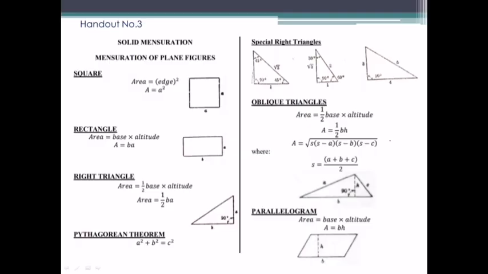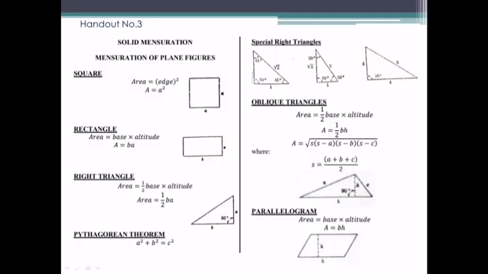We have here square, so I guess we are already familiar with some of these plane figures. The area of a square is given by the formula a squared, where a is the measurement of one edge. Since for a square all edges are equal, that is a squared. For a rectangle, area is equal to the base times the height or its altitude, so b times a.